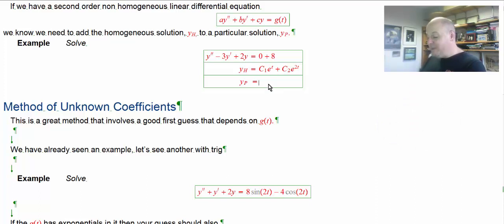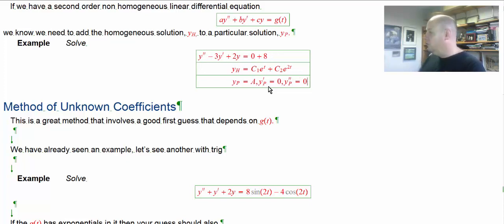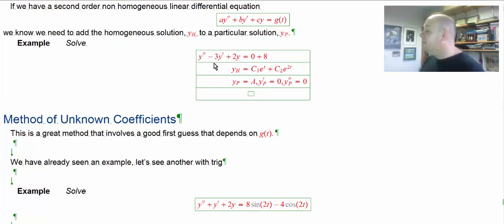It looks like we can just guess a constant because the target function is a constant. If I do that, then the derivative of the particular solution is equal to 0, and its second derivative is equal to 0. And if I sub all these three things in, I'm going to get 0 minus 3 times 0 plus 2 times a is equal to 8. That means a must be equal to 4.